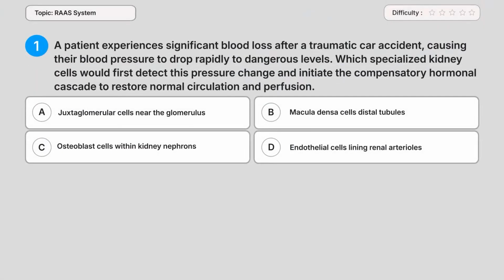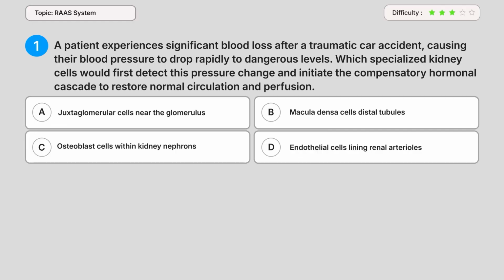Question 1. A patient experiences significant blood loss after a traumatic car accident, causing their blood pressure to drop rapidly to dangerous levels. Which specialized kidney cells would first detect this pressure change and initiate the compensatory hormonal cascade to restore normal circulation and perfusion?